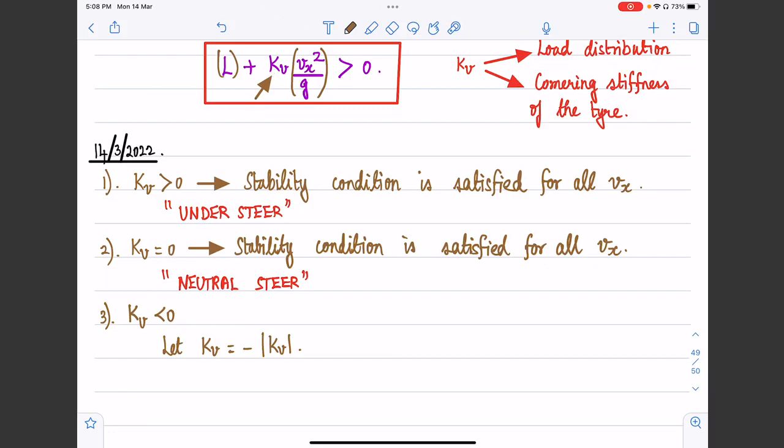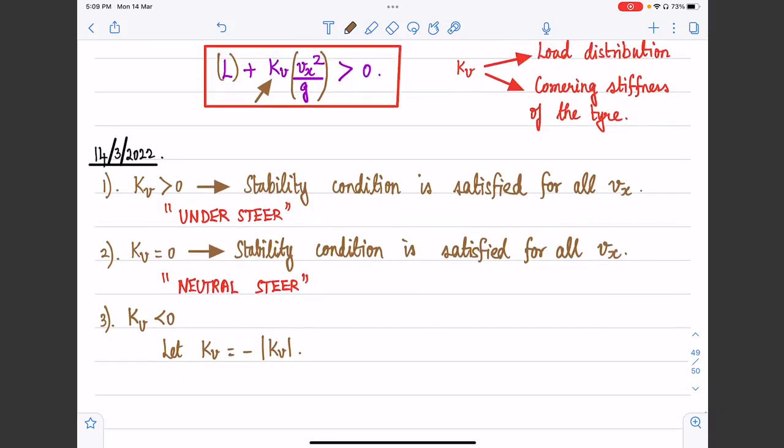when this inequality will be violated, right? Because we need L plus kV Vx squared by G to be positive, right, for stability. Now, when kV is less than 0, there may arise a scenario where this inequality may be violated. So let's figure out what is that limiting condition.